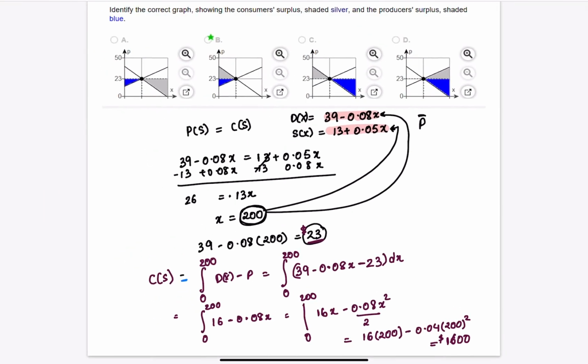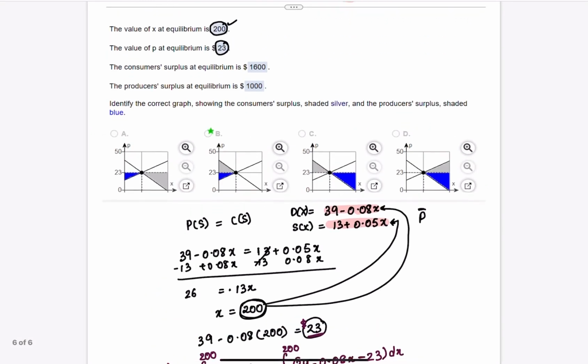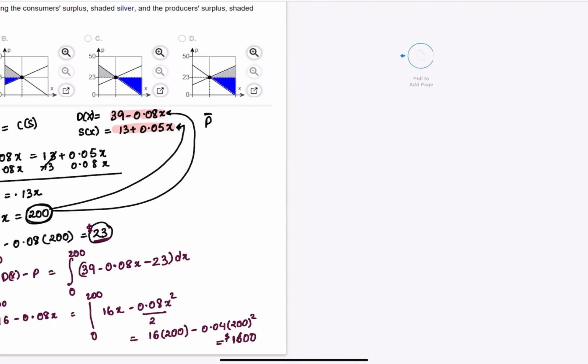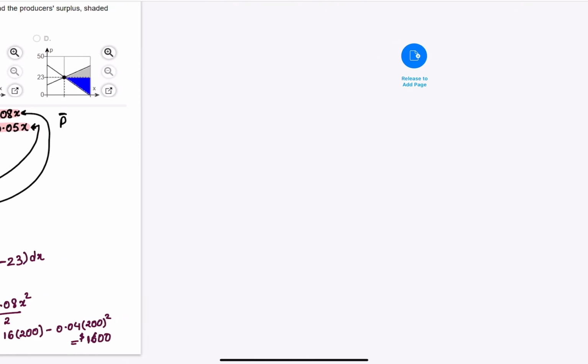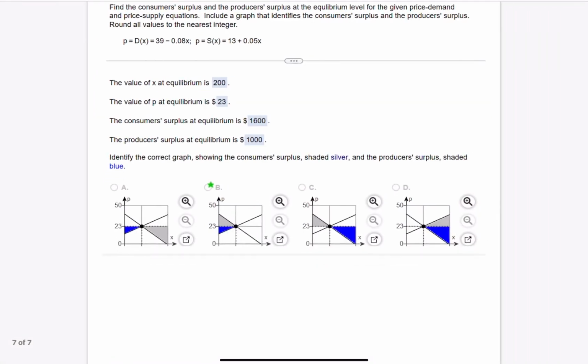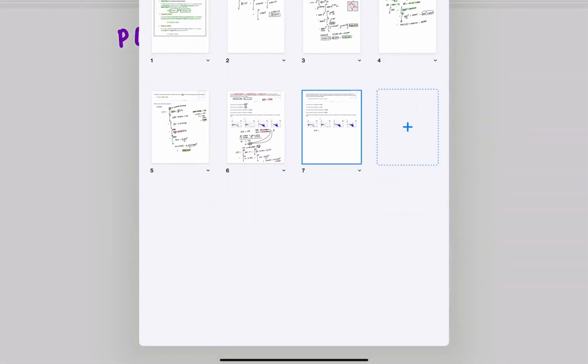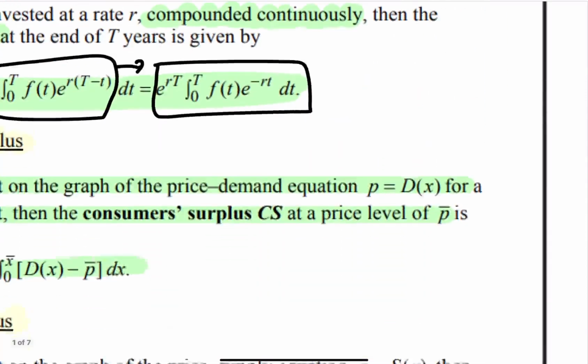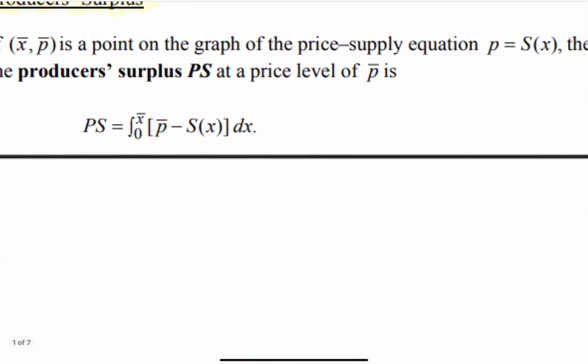Now they're asking me to find even the producer's surplus. Let's see, do I have another page? Yeah, I'm going to find my producer's surplus right here. Now they're asking me to find the producer's surplus. Again, you have your formula in your textbook. The formula for producer's surplus is going to be the integral of P minus S of X dx.